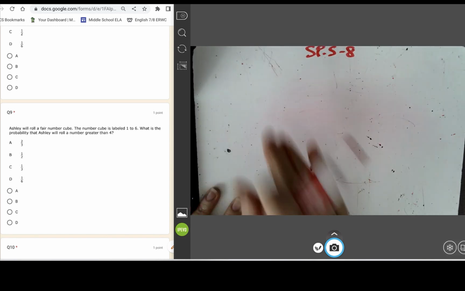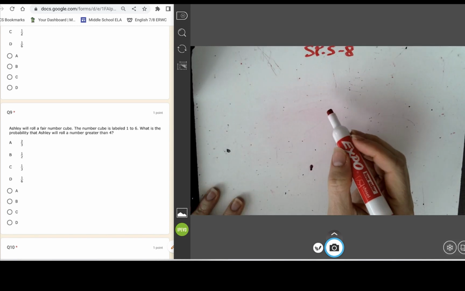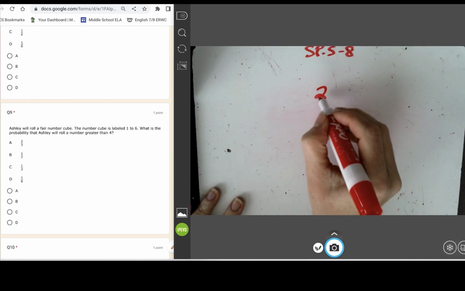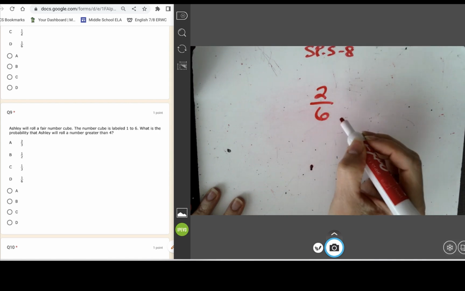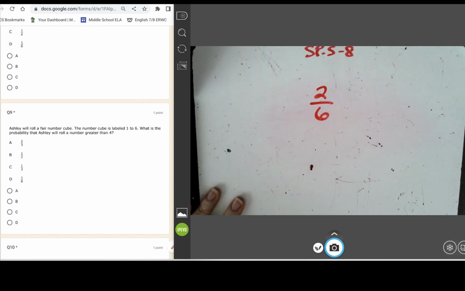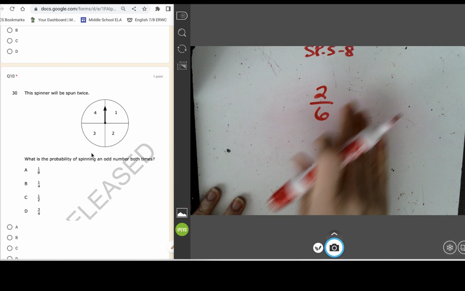Number 9, she'll roll a fair number cube. The number cube is labeled 1 to 6. What's the probability Ashley will roll greater than a 4? So that could be 5 or 6. That's 2 out of 6 possible choices. Simplify that down, that is 1/3 or C.